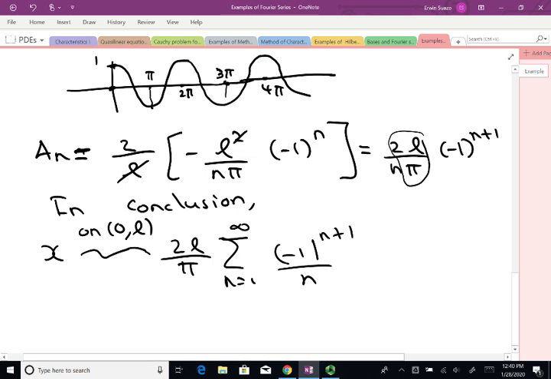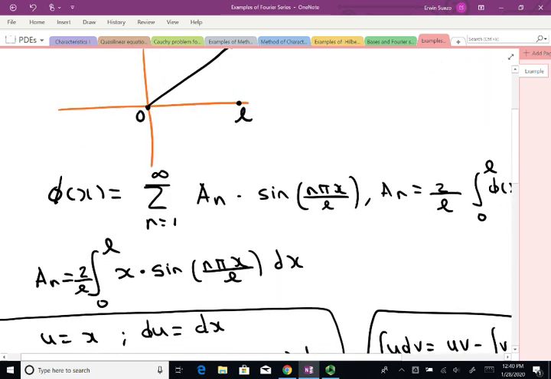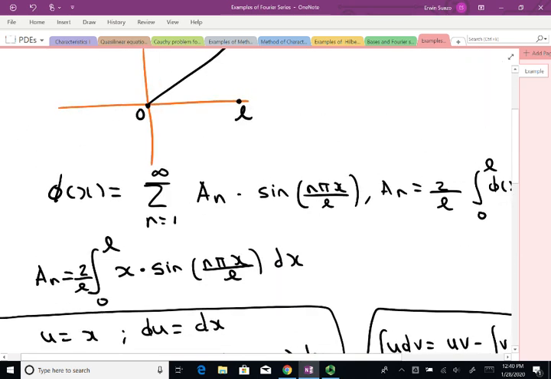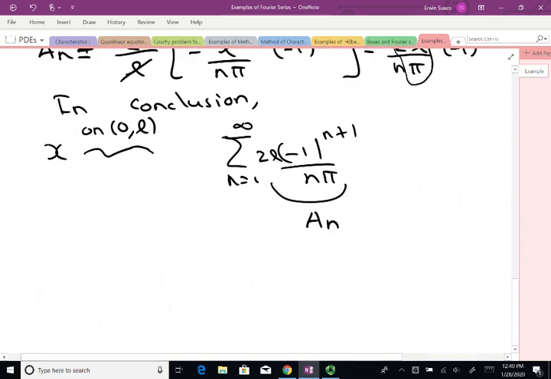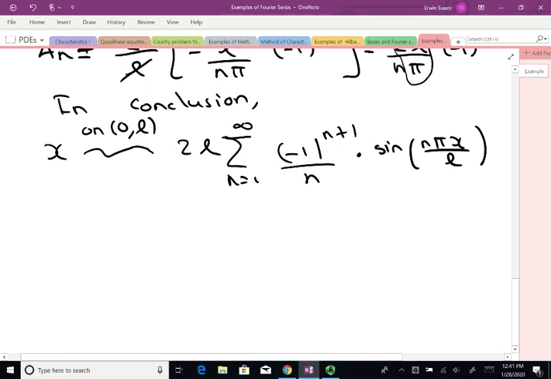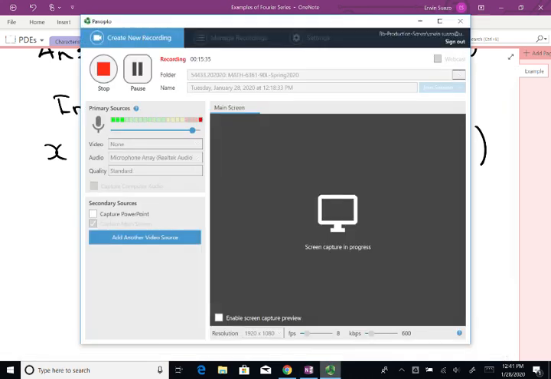Well, okay, let me put it like this. This is 2L over n pi, right? So that's my a_n. And I follow my formula. My formula is a_n times sine n pi x over L. So I put times sine n pi x over L. So now that you see it, that's a_n, so I'm going to take it out, and then I take it out, it's 2L over pi. Okay? So let's stop it here.